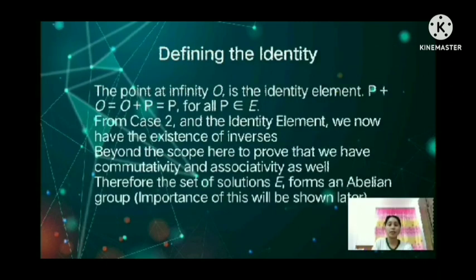Defining the identity. The point at infinity 0 is the identity element. P plus 0 is equal to 0 plus P is equal to P for all P in E. From case 2 and the identity element, we now have the existence of inverses. Beyond the scope here to prove that we have commutativity and associativity as well. Therefore, the set of solutions E forms an abelian group. The importance of this will be shown later.